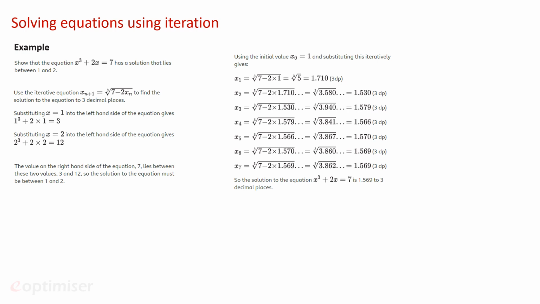The x6 and x7 are equal. Then there's no point going forward. Whenever you get an equal value, then you can stop. So x7 is getting to that place. Therefore, for x cube plus 2x is equal to 7, 1.569 is the x value it will take. That is the approximate. It's not the perfect one, but to 3 decimal places, when x is equal to 1.569, that will satisfy the equation.